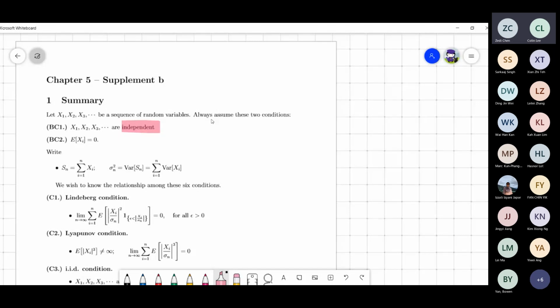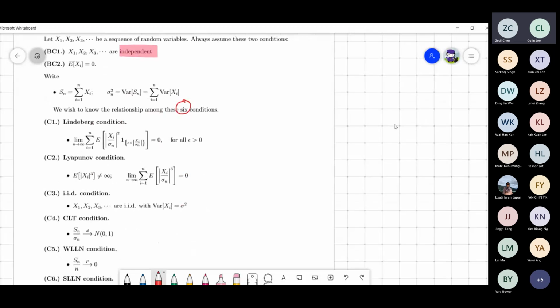Okay, so we're going to consider 6 conditions. Basically, 2 of them are conclusions, and the other 4 are hypotheses. Okay, 6 of them. So look at these 6 here.